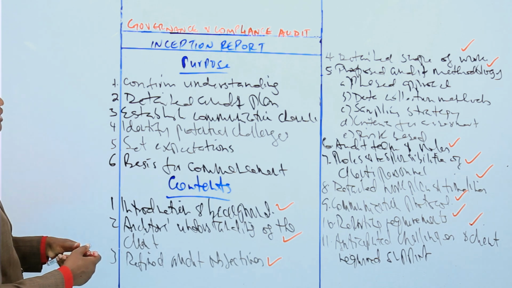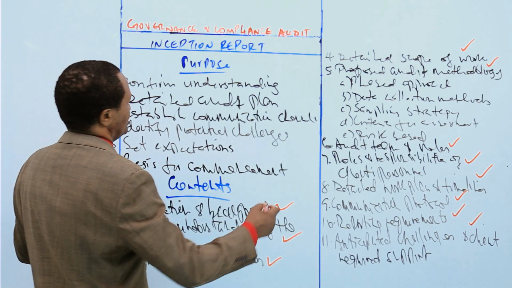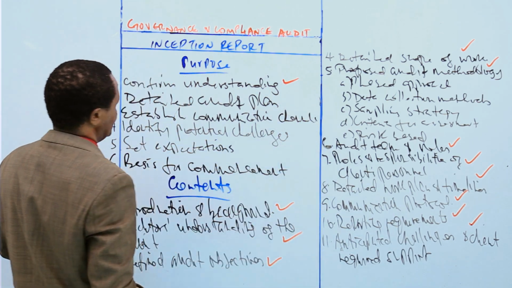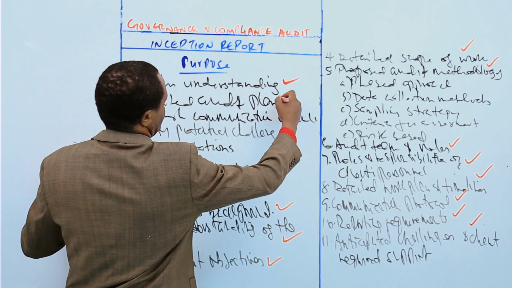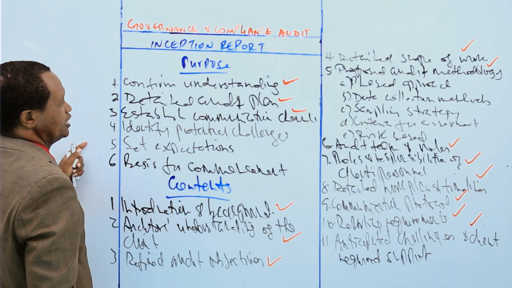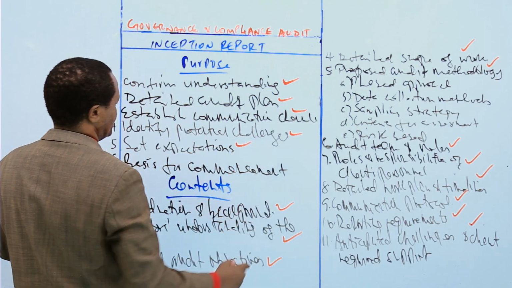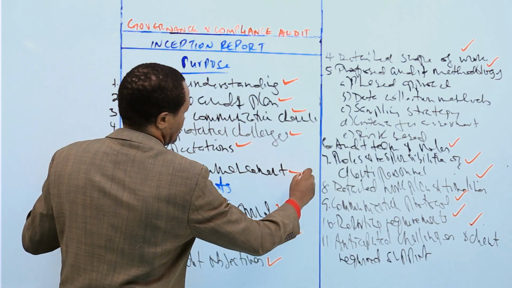We began by outlining the purpose of the Inception report. Having defined the Inception report, the first purpose is that it confirms understanding. It details an audit plan. It establishes communication channels. It identifies potential challenges. It also sets expectations, and it's the basis for commencement of an audit.